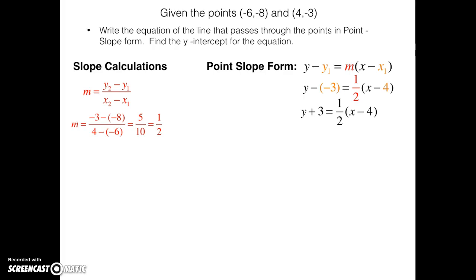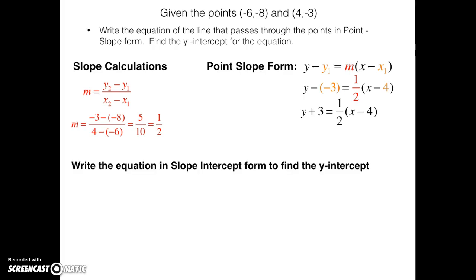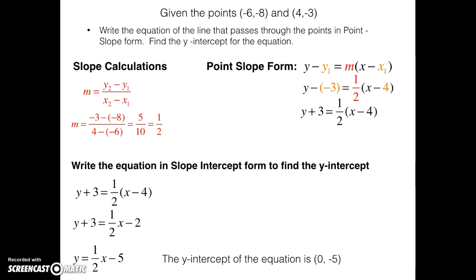To find the y-intercept, we're going to rewrite the equation we have into slope-intercept form. So what that means is we need to solve for y. So I'm going to distribute the 1/2 first. Subtract 3 from both sides. So now I have y equals 1/2 x minus 5. So in y equals mx plus b, the intercept is the constant. So the y-intercept of this equation is 0, negative 5.